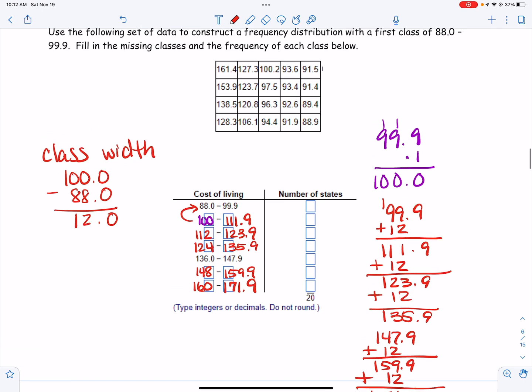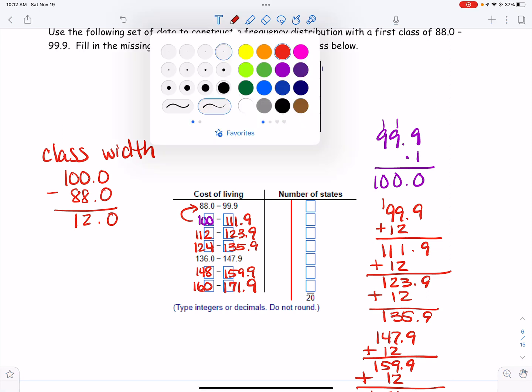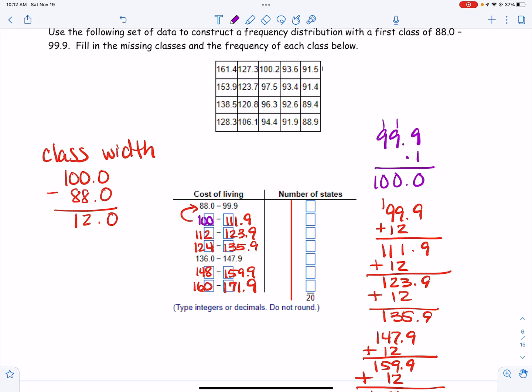And now we're going to go through, and you could create a tally column right here since you're doing this on your scrap paper. And as I go, I'm going to cross off. So 161.4 is down here. 127.3 is in this one. 100.2 is in the second. 93.6 is in the first. 91.5 is in the first. 153.9 is down there.